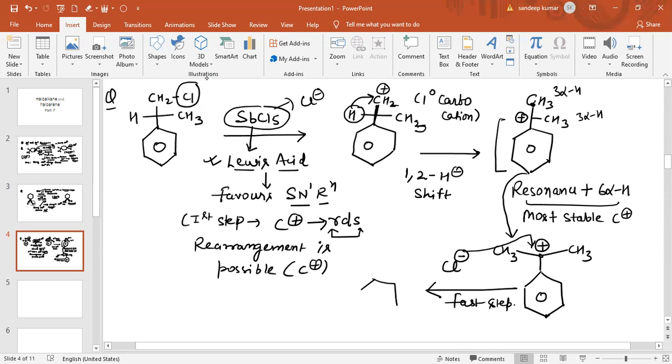Now the final product obtained will be this: this is CH3, this is also CH3, and this is Cl. So this is the major product obtained. So you have identified by the reagent which mechanism will be followed. The SN1 mechanism will be followed due to the presence of Lewis acid. Now see another example related to this.